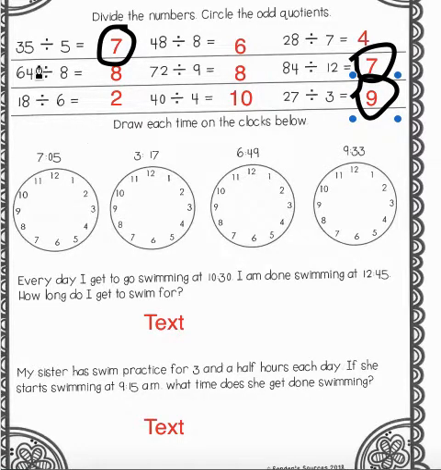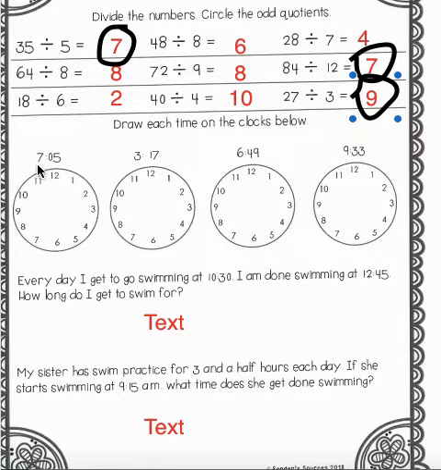Alright, so we're kind of going to do what we did last time when we had clocks. I'm not going to attempt to draw the lines because it's just very difficult with this pen on the computer, but I will talk to you about it and I will tell you where you should draw your lines. So draw each time on the clocks below. So 7:05, just a reminder, when we are talking about our minutes on the clock, we start from the 12, which would be the 00, and we count by 5s.